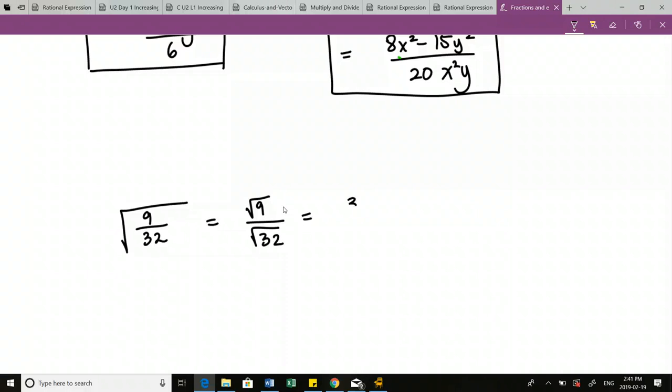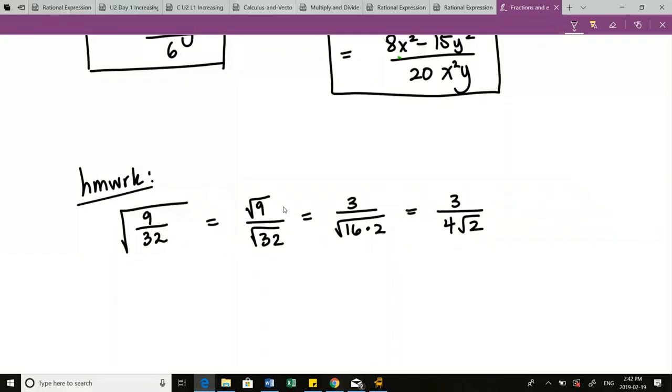So you will have to do this in your worksheet. And then I would split 32 up into 16 and 2, and then we would write it as this. Okay? So the square root of divisions can be written as the square roots of those individual divisors, the numerator and the denominator. Okay, so you'll see that in your homework worksheet or something like it. Any questions?